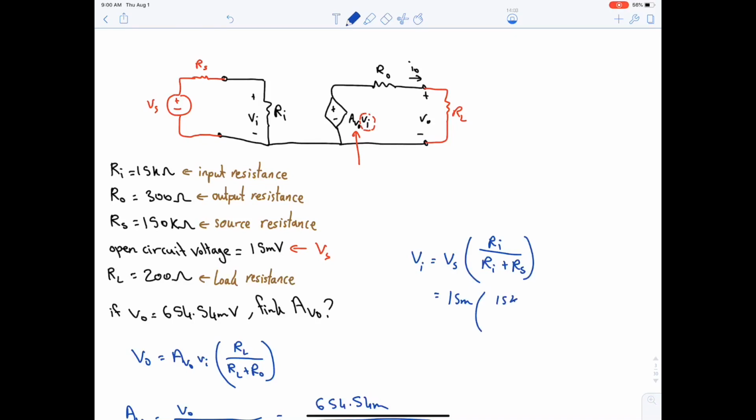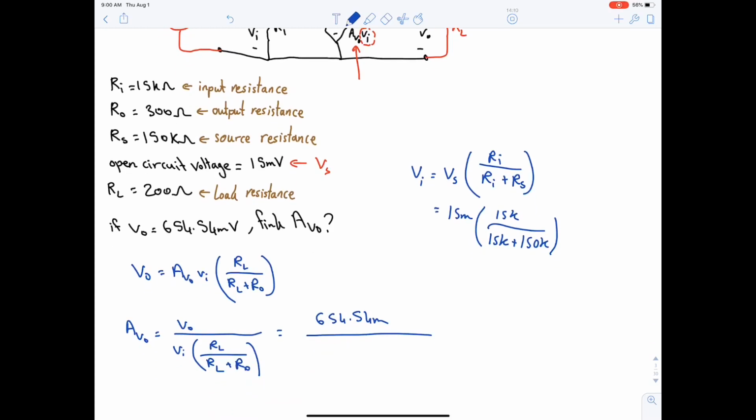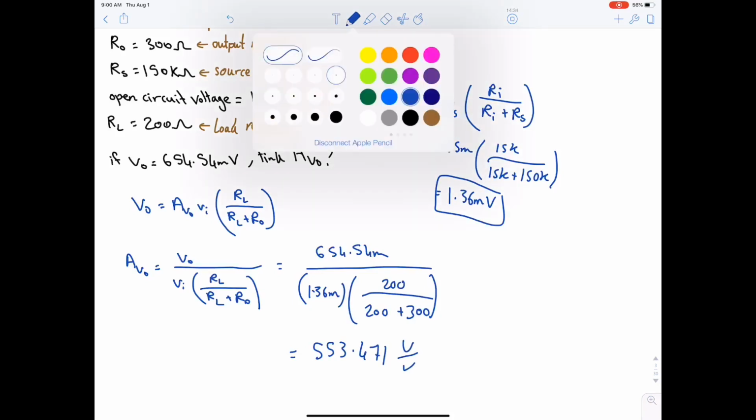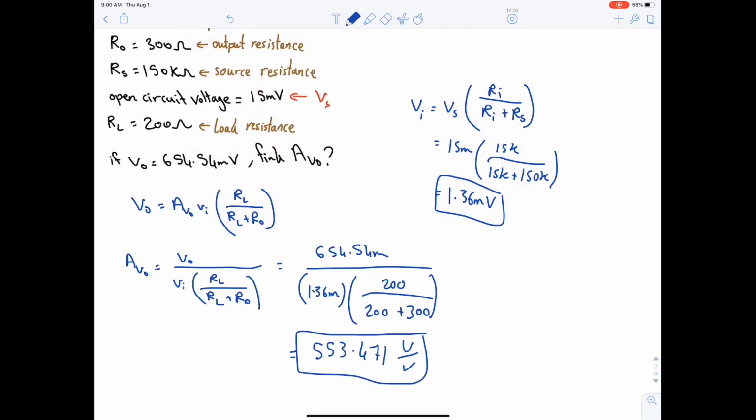RI is 15K plus 150K. Okay, so this will give you 1.36 millivolt, and then here it will be 1.36 milli multiplied by 200 over 200 plus 300, and the answer will be 553.471 volt over volt. Okay, so this is the answer.